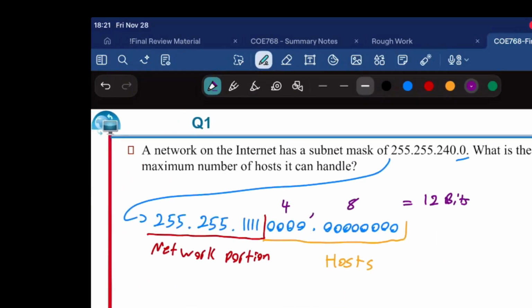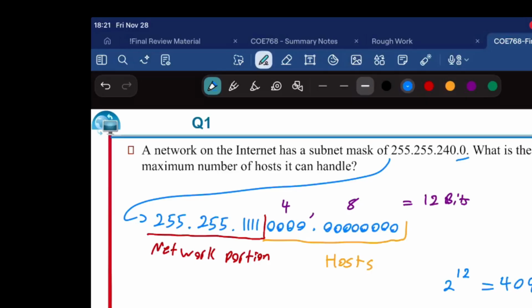With these 12 bits, to find the total number of possibilities, since this is binary, we do 2 to the power of 12, which, if you do the math, equals 4,096 hosts.